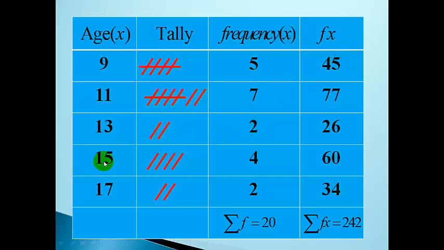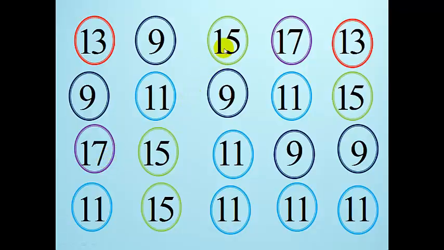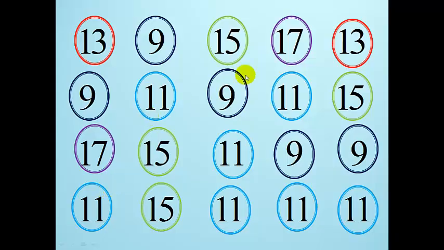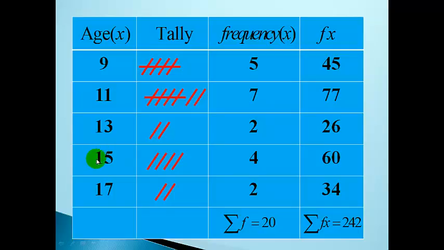Now age 15, we go back to the table. We have 1, 2, 3, 4, and the frequency is 4. Now with age 17, we go back to the data. Age 17, we have 1, 2. And so for 17, the tally is 1, 2, and the frequency is 2. So we have the table, with the age, the tally, and the frequency.